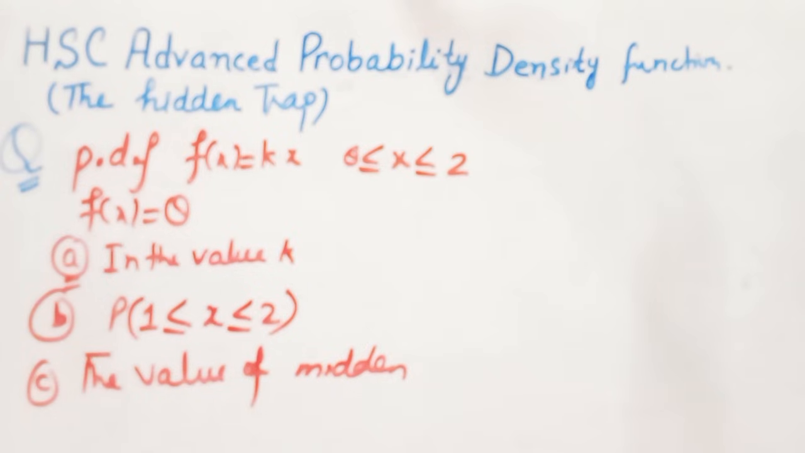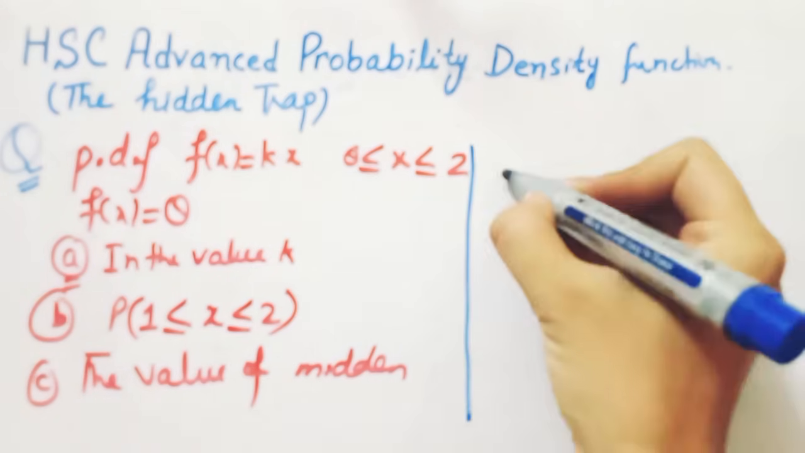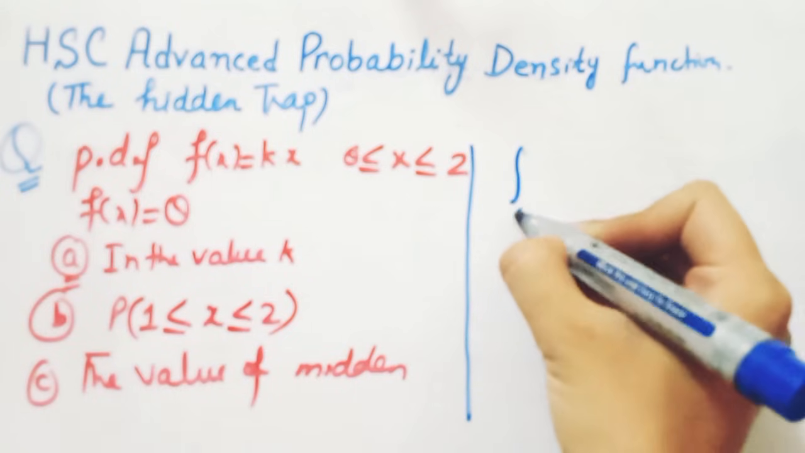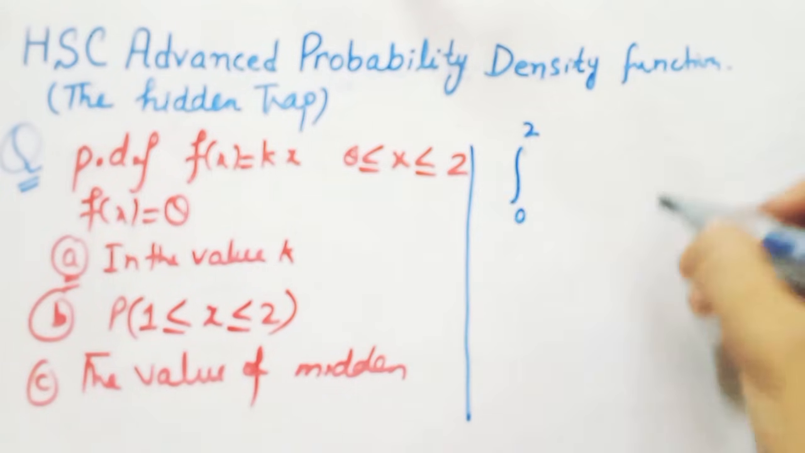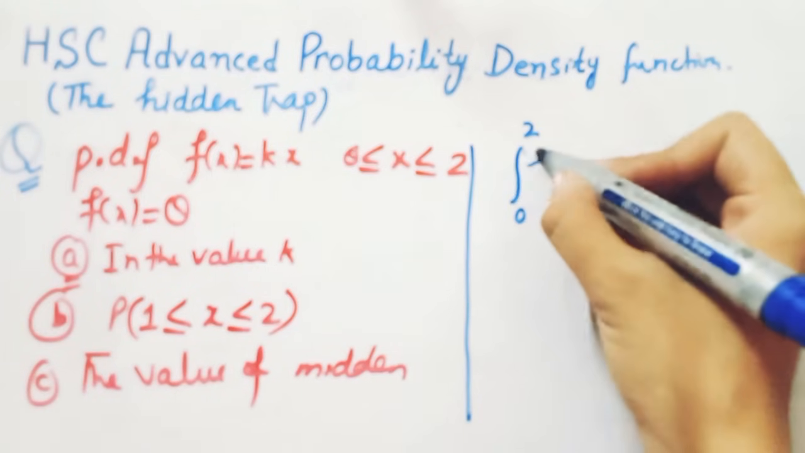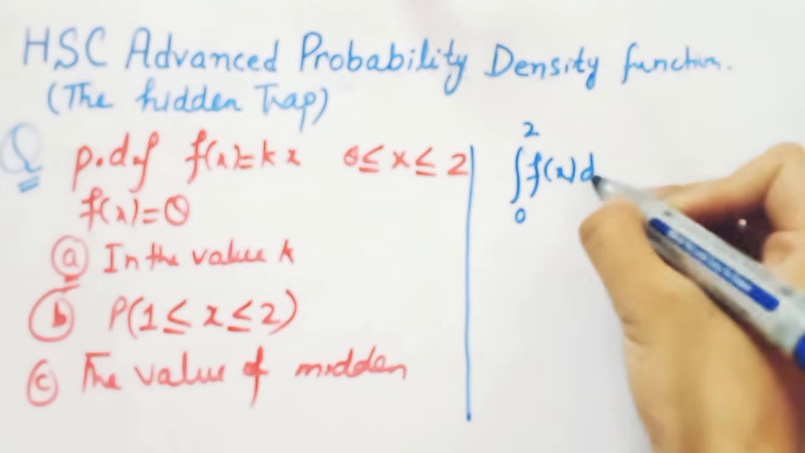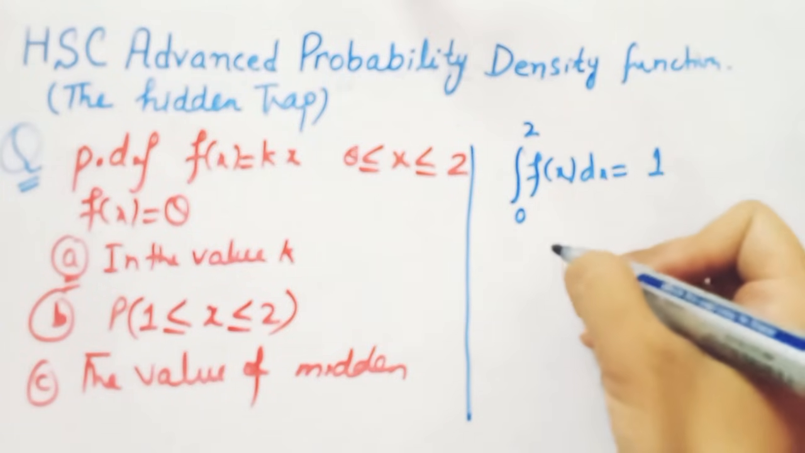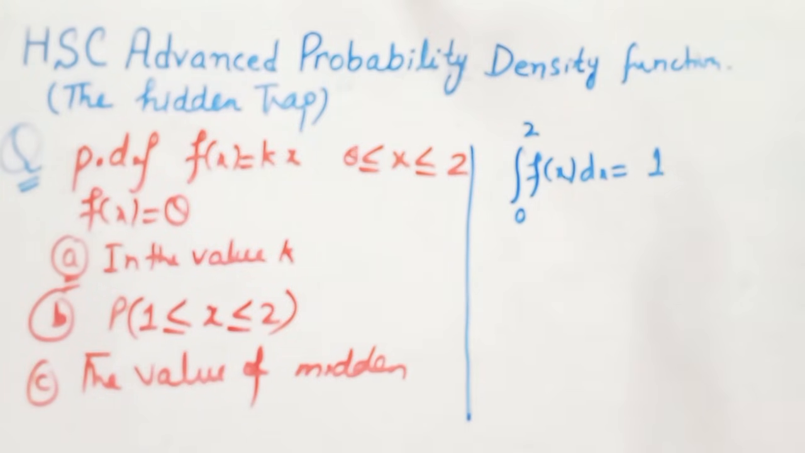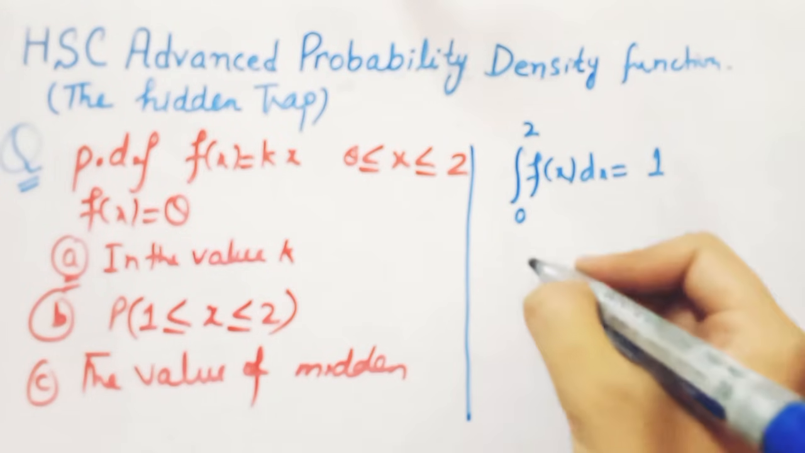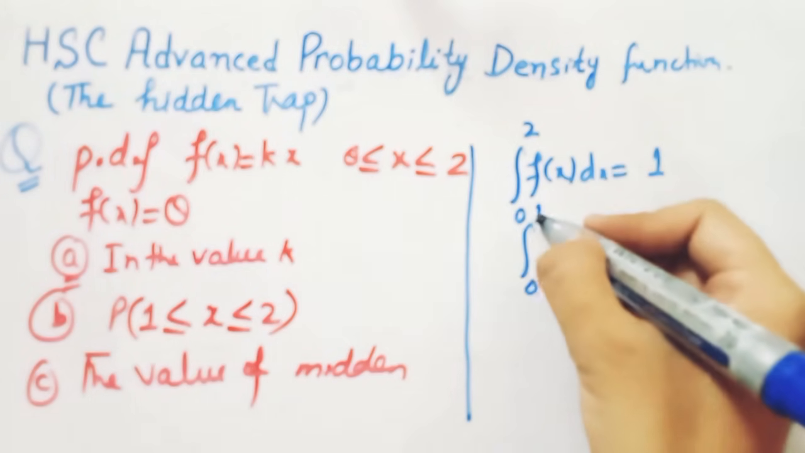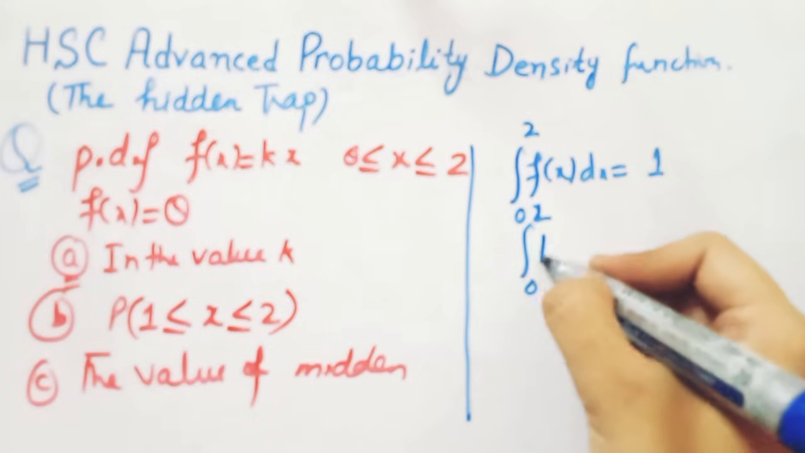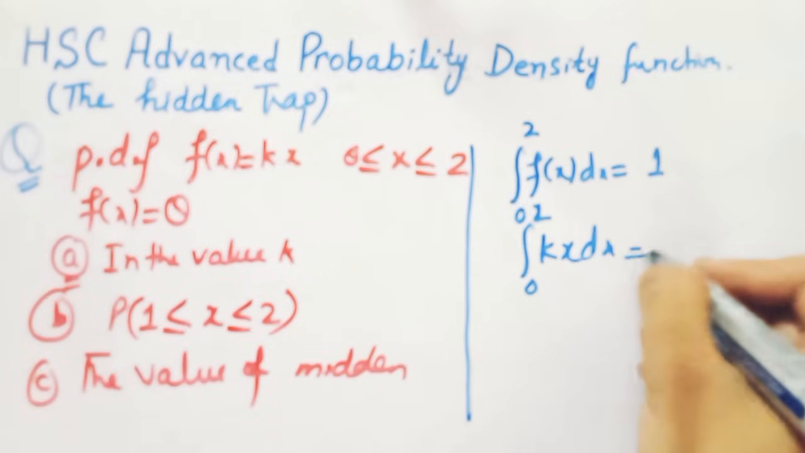We will solve this as we know that the total area equals 1 in probability. So we will solve this by integration from 0 to 2 of the function f of x dx, and it equals 1. So from 0 to 2, k of x dx equals 1.